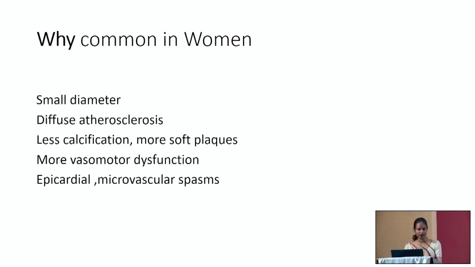So why is it common in women? Because female coronary arteries are different from male coronary arteries. They have a small diameter. The atherosclerosis is diffuse, whereas in men it is focal, and they have less calcification and more soft plaques. So we can't pick up the plaque ruptures during the coronary angio. And they are more prone to vasomotor dysfunction, and more prone to epicardial and microvascular spasm. Estrogen fluctuations play a role in vasomotor dysfunction.